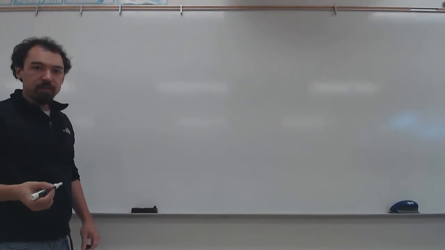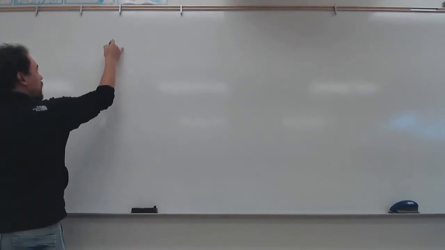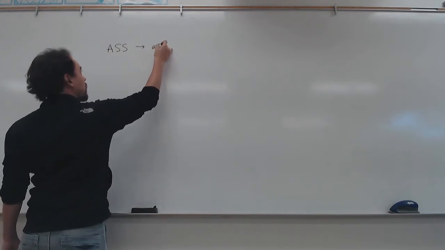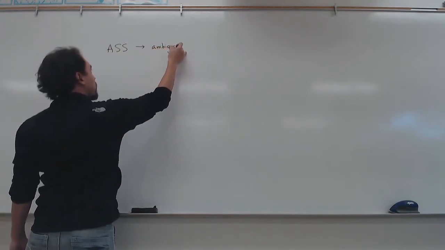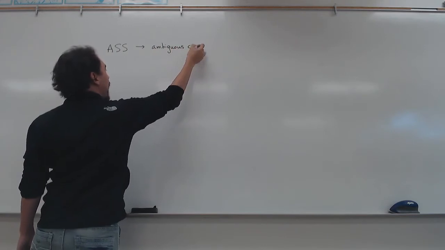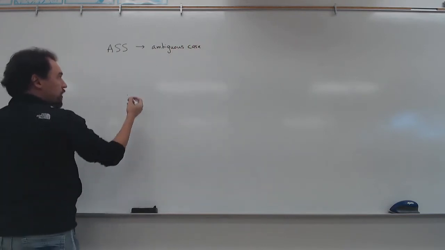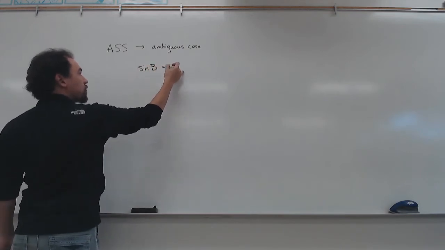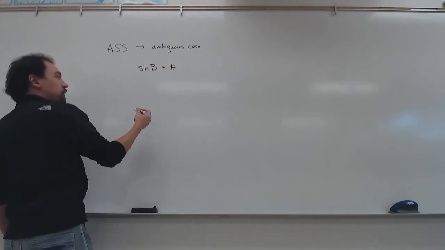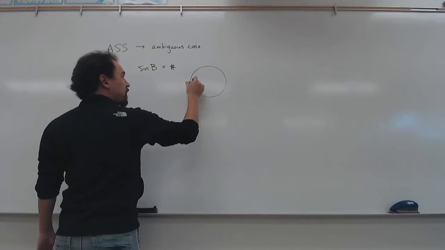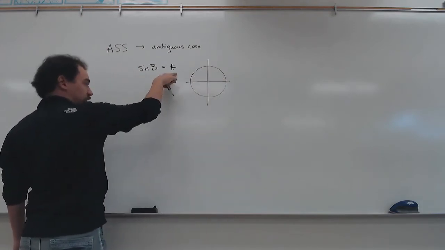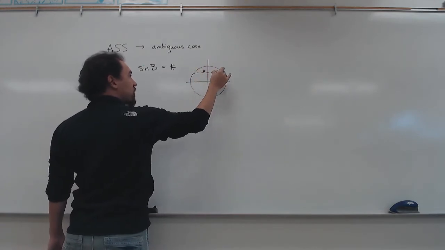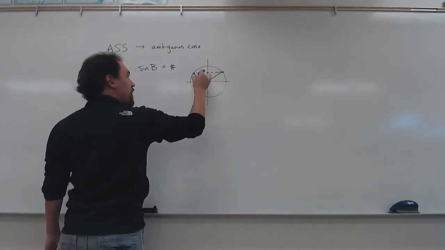Now let's summarize. If you have information given in the form of angle, side, side, this is what we call the ambiguous case. Because as you're solving this problem, you will end up in a situation where you have sine of some angle equal to a number. And we remember in the unit circle that if the y-coordinate, which is sine of B, is equal to that number, then there are two places in the unit circle where we can achieve that y-coordinate.